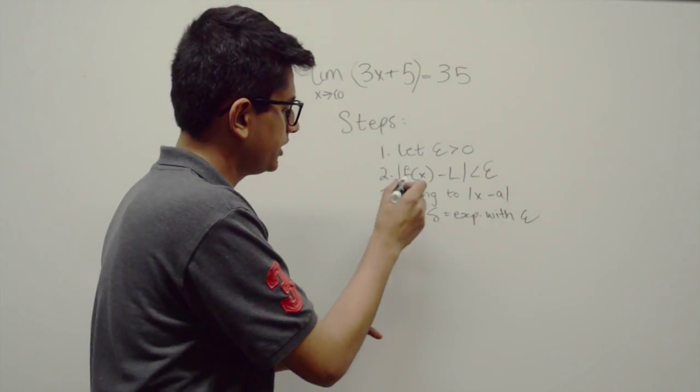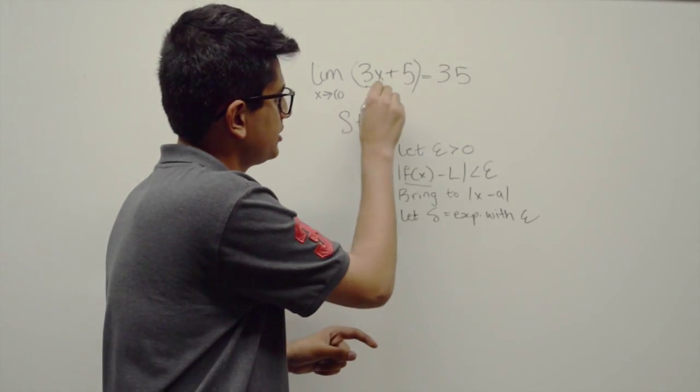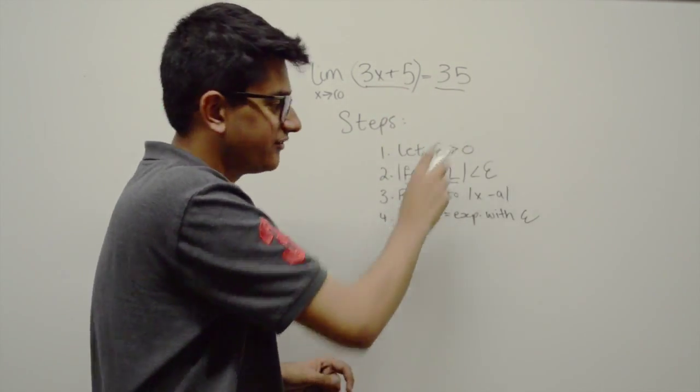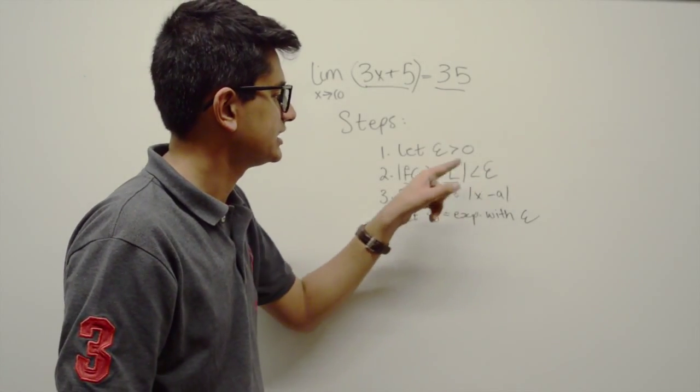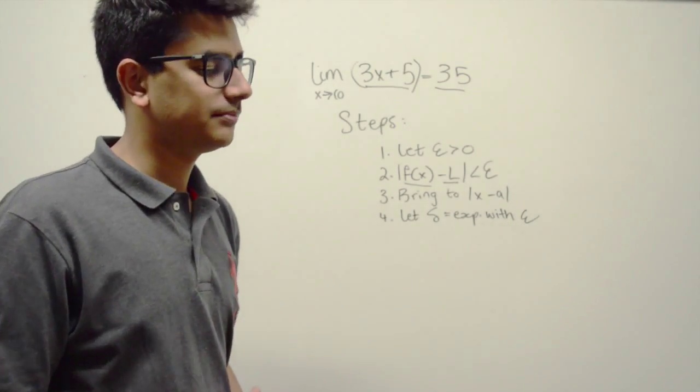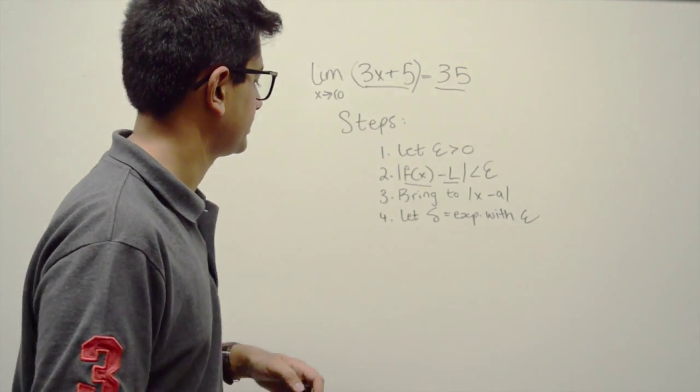In this question, we're always given f(x), which is 3x + 5 for this example. We always know L, which is 35. And we have to let it be smaller than this epsilon that we've taken from step 1. And this will all be more clear as I progress through solving that example.